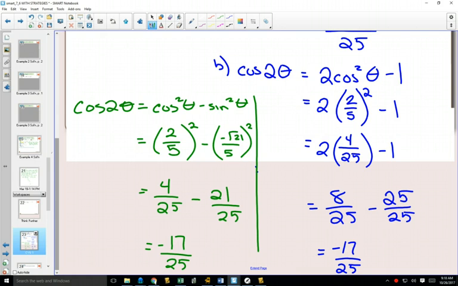Cos of 2 theta is negative. So that means 2 theta is in 2 or 3. Sine of 2 theta is negative, which means it's in 3 or 4. And the only place where they're both negative would be in quadrant 3.